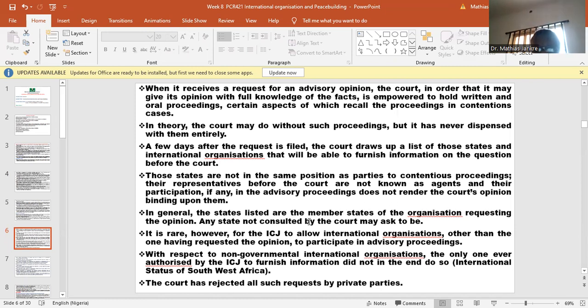Any state not consulted by the court may ask to be. It is rare, however, for the International Court of Justice to allow international organizations other than the one having requested the opinion to participate in advisory proceedings. With respect to non-governmental international organizations, the only one ever authorized by the ICJ to furnish information did not, in the end, do so: the International Status of South West Africa. The court has rejected all such requests by private parties.